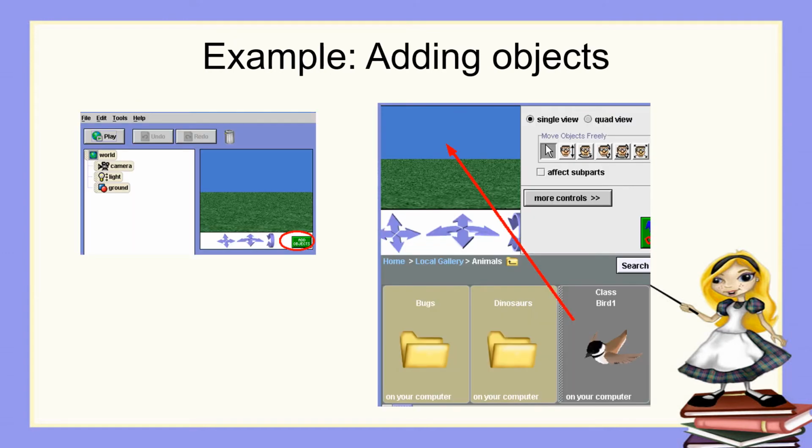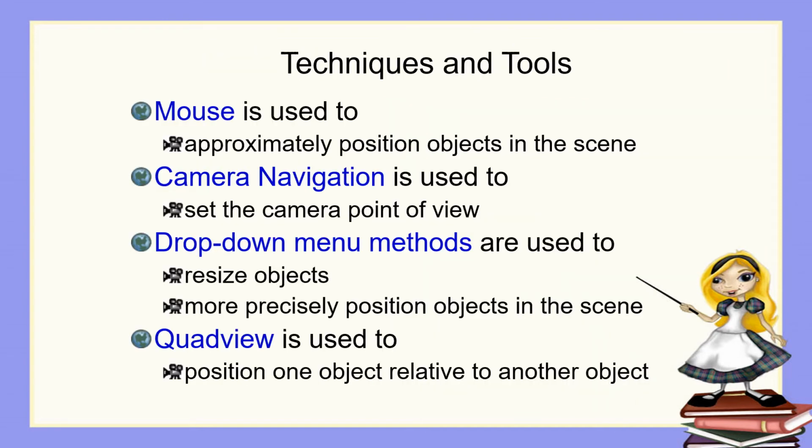And then once you have your world, you can select creatures from the library of creatures. As you can see, we have bugs, dinosaurs, and birds, and then just drag the bird and move it into the proper position in your world. Of course, there are all sorts of techniques and tools you can use. You can position the object with the mouse. You can move it left, right, up, down with the mouse.